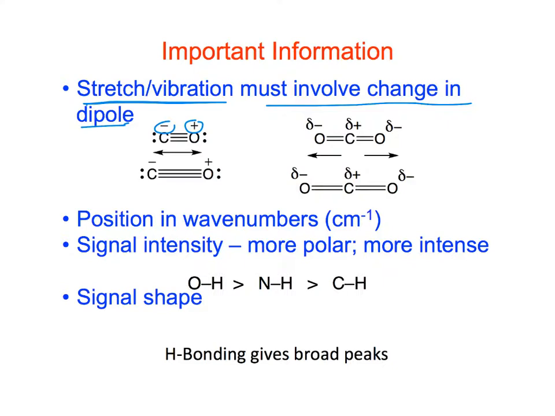Okay? However, if we take carbon dioxide, and we have this symmetrical stretch where these are both moving out at the same time and back in like this, then there's two dipoles, but they're opposite of one another, and so they would just cancel each other out. And so this would be what we call IR inactive.